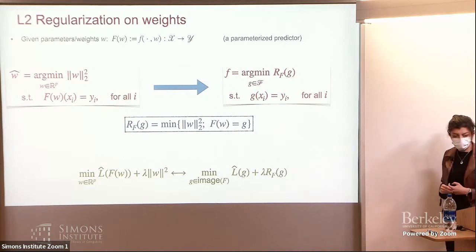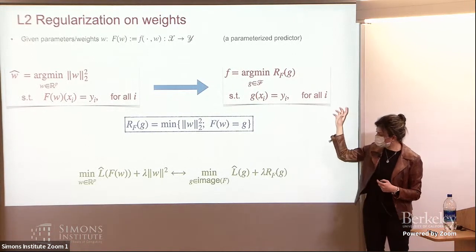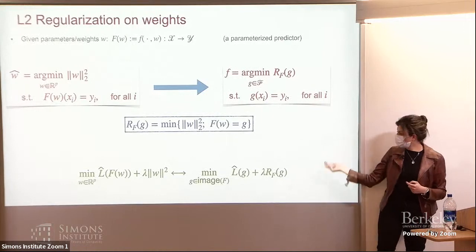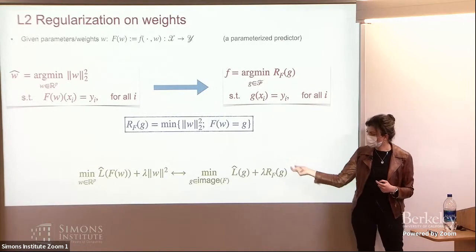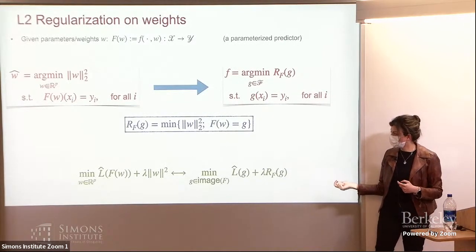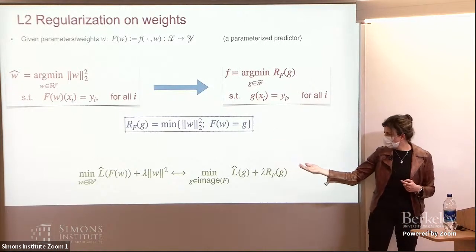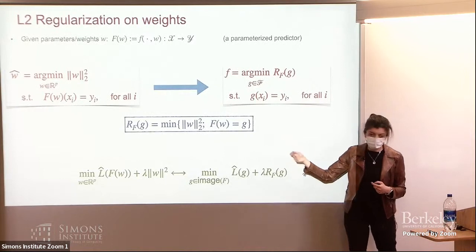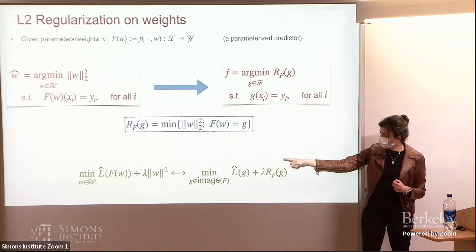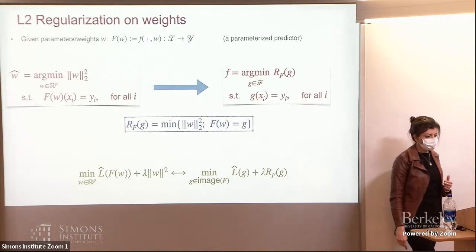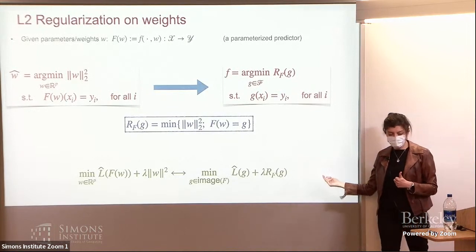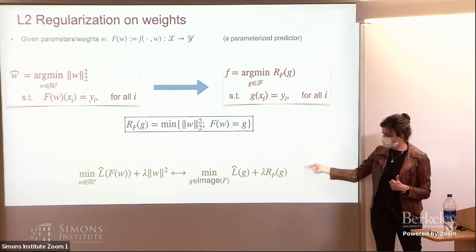And even if we don't have exactly minimum norm interpolation and we have some form of regularization, we can have a similar formulation: maybe we want to minimize the empirical loss of some learner with parameters W and penalize the L2 norm of W. This is exactly the same minimization, but in the function space.